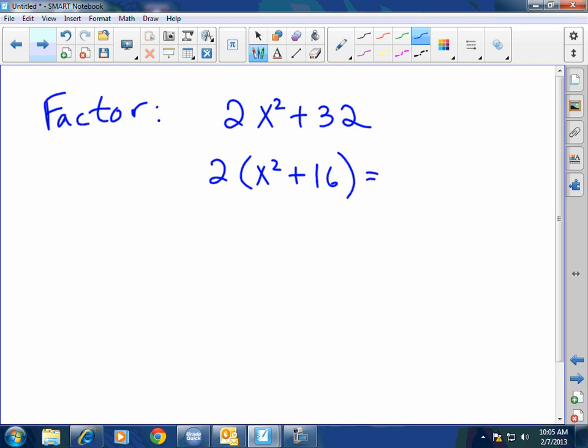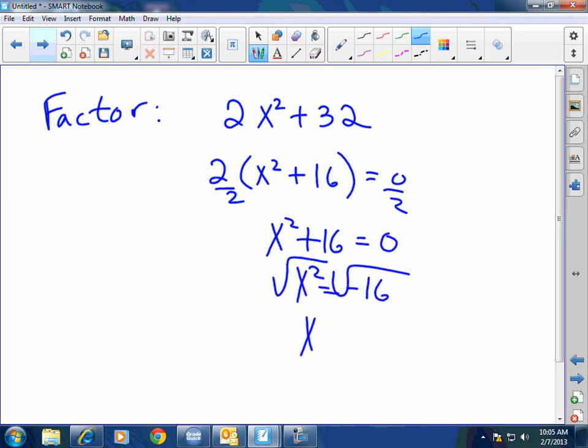But real quick, look at what happens. If I were to set this to 0, I divide by a 2. Check it out. x squared equals negative 16. If I take the square root of both sides, what would I have? I'd have plus or minus 4i, wouldn't I? See what I'm saying there? So you can actually solve these now because you have the imaginary numbers. Is that cool? We're good?